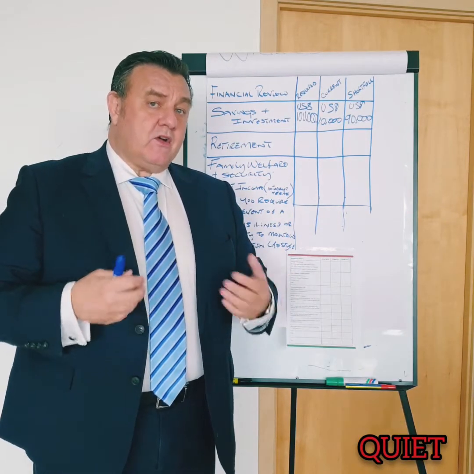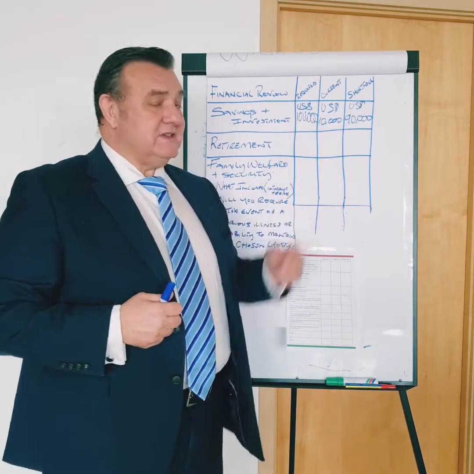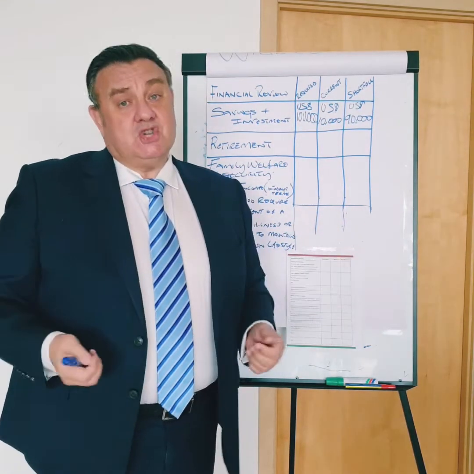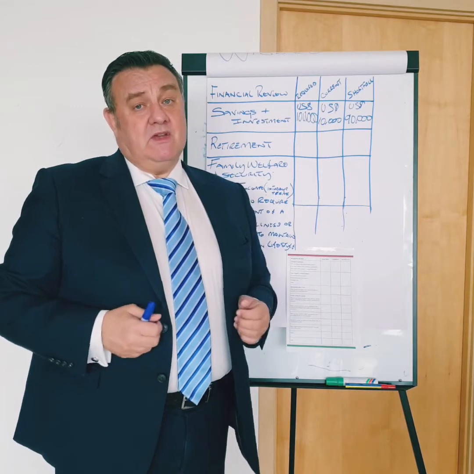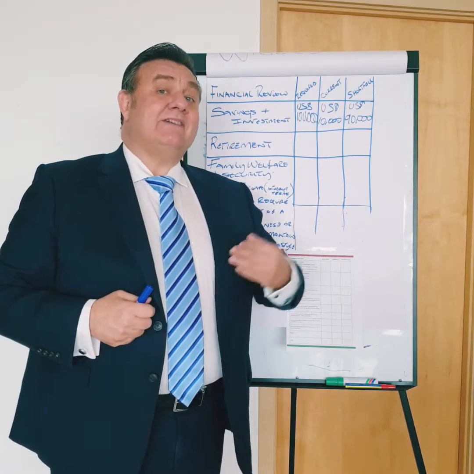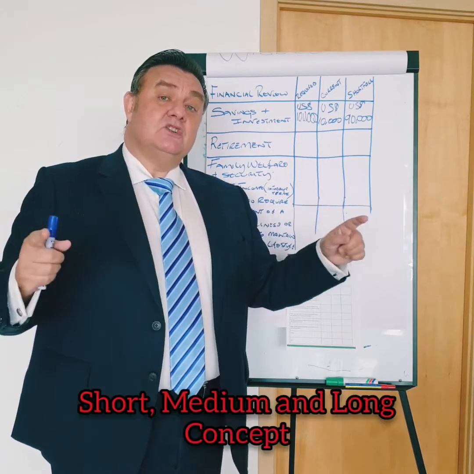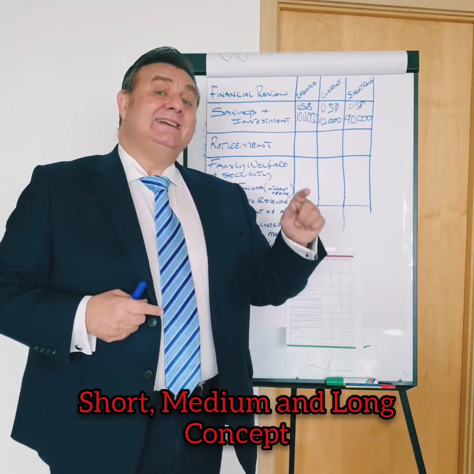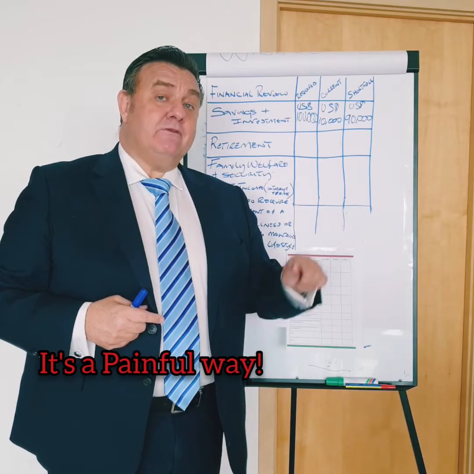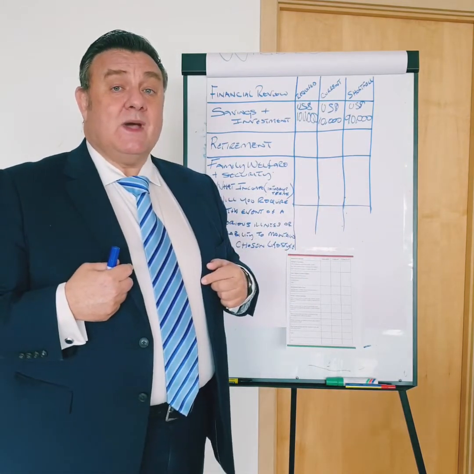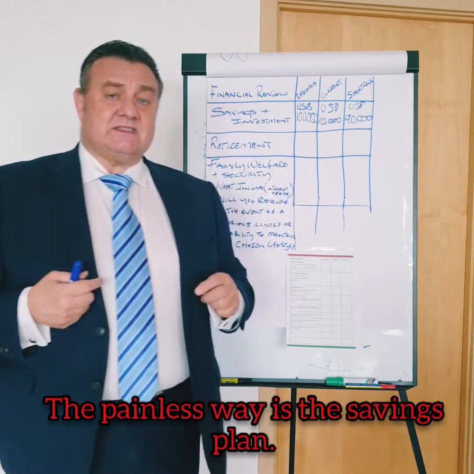Now we want to open the client up again just to think about it. You haven't got the 90,000, what does it mean? Well, it means that my children won't have the wedding that they probably dreamed of. Or I have to go and get the money from somewhere else. And we're going back to what we said when we did our short, medium and long concept. It's painful. It's a painful way because now you have to borrow money. Remember you said you wanted to work the painless way? The painless way is to take a savings plan.